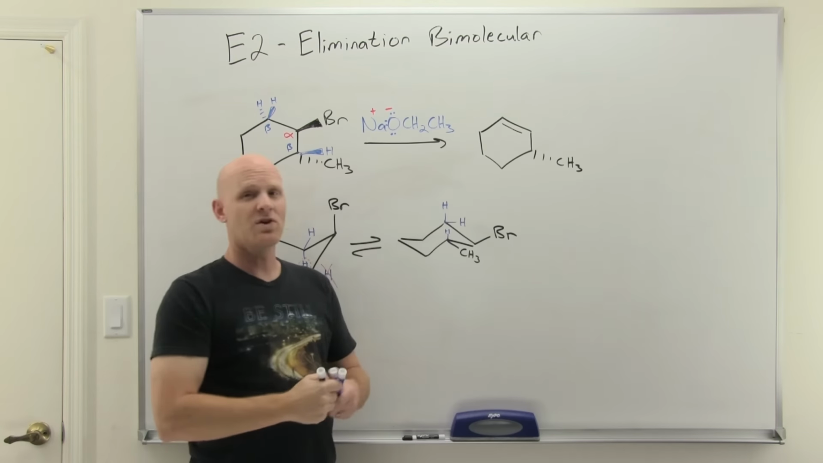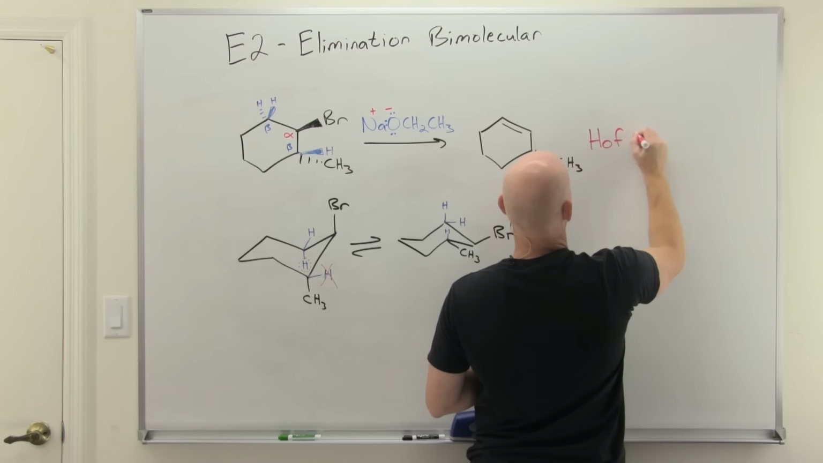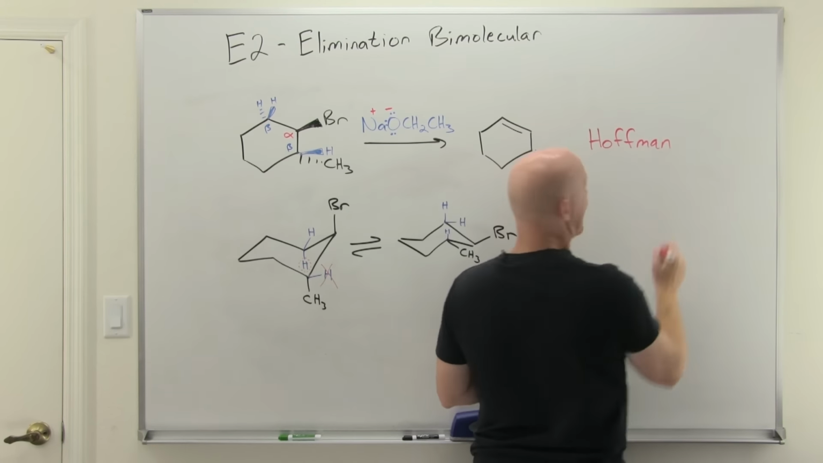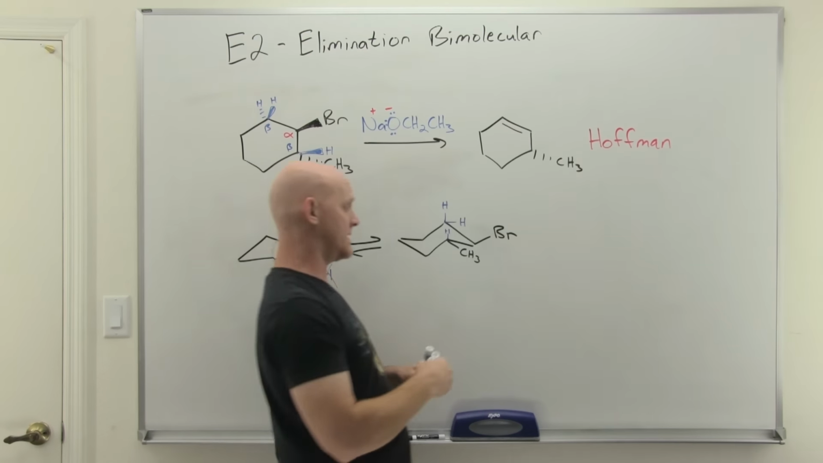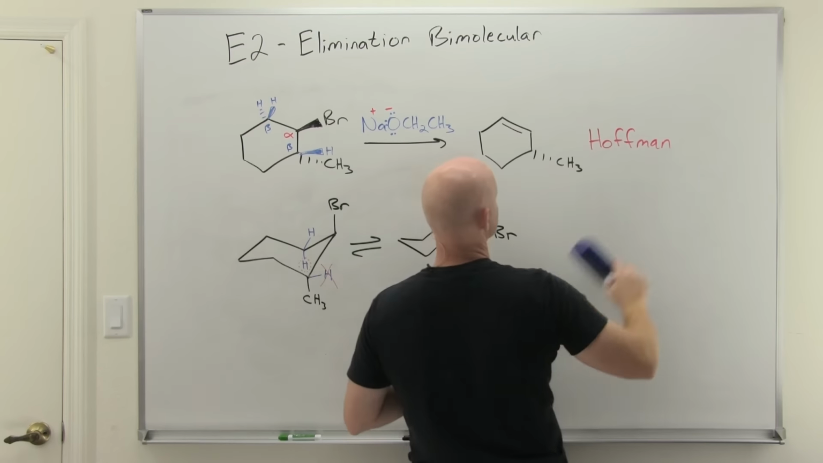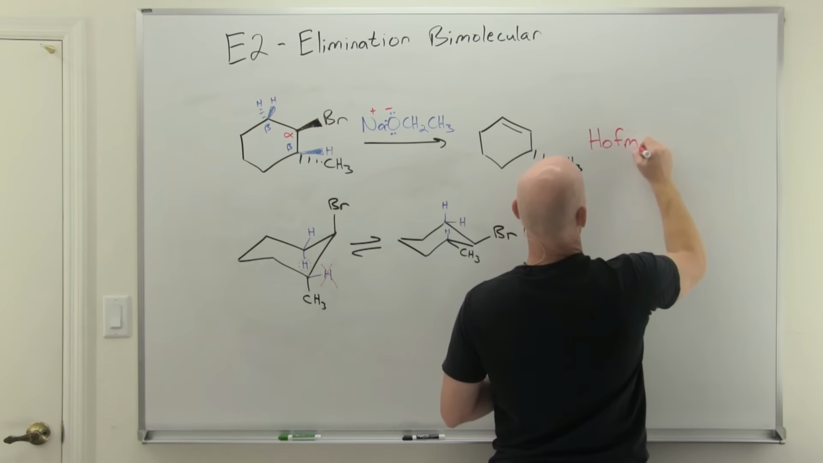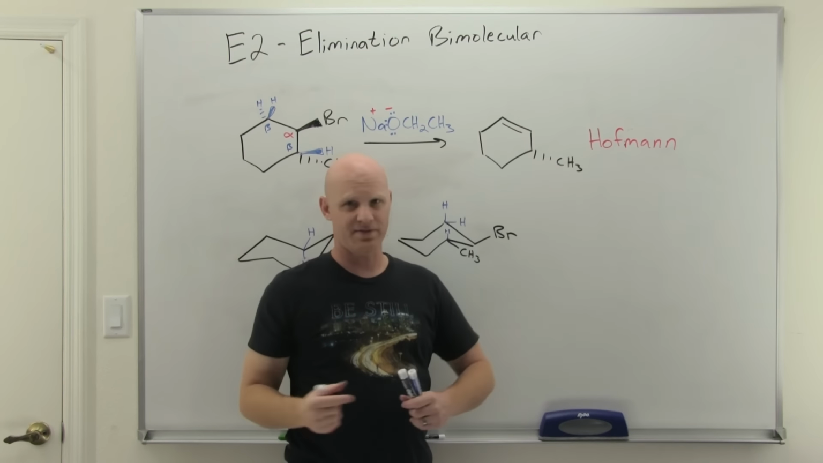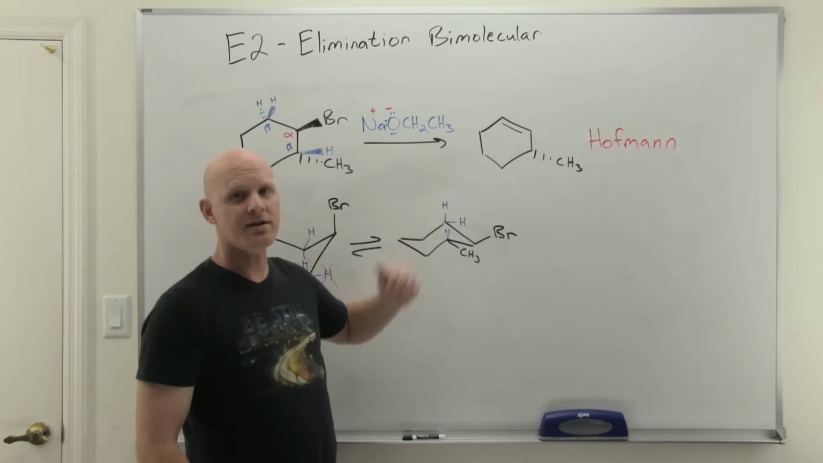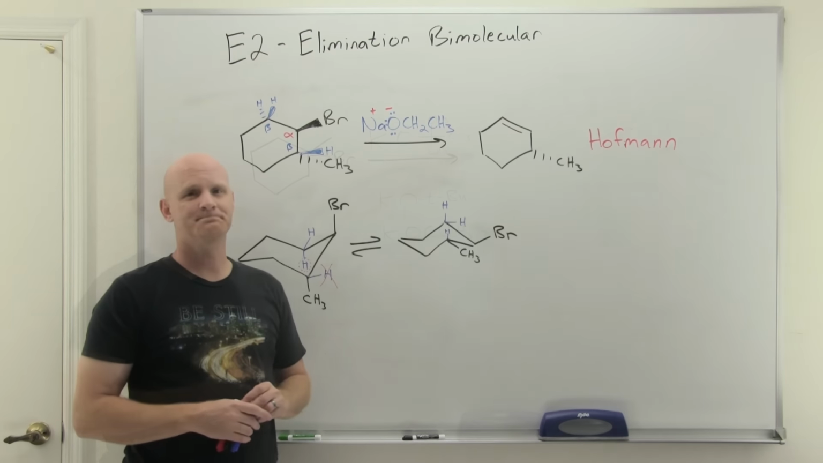And once again, we'll call this the Hofmann product. Or some people say anti-Zaitsev. Take your pick, but Hofmann's a little more, oh, and I can't spell apparently today either. Because that is not how you spell Hofmann's name. It is a little bit of funky spelling though. 1 F, 2 N's at the end. And that's your Hofmann product. In this case, the Zaitsev product wasn't even possible.